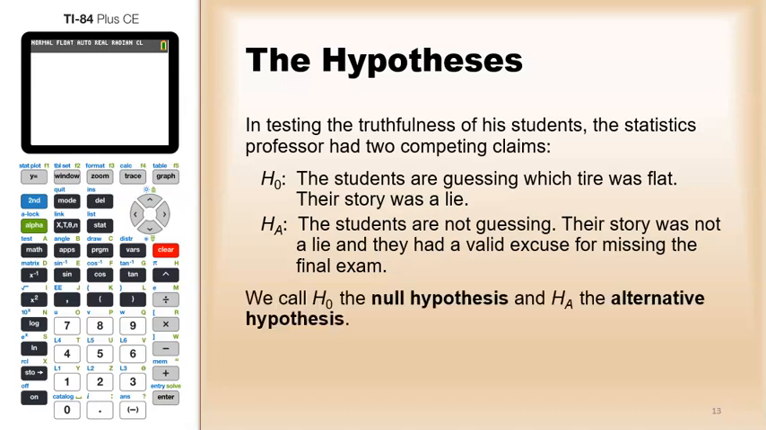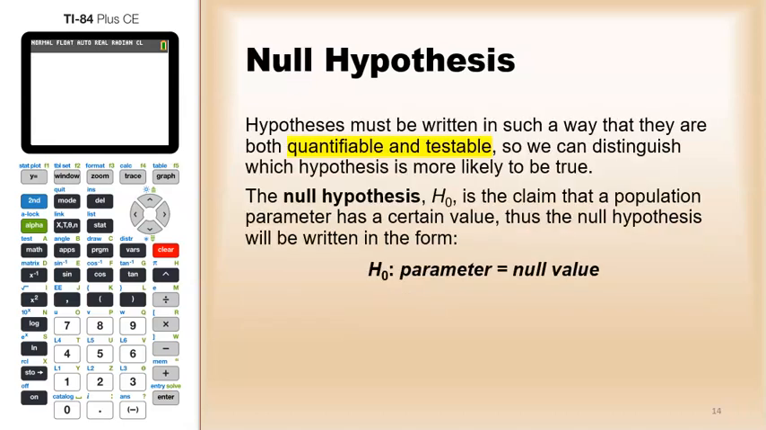So we call that first part, the H naught, the null hypothesis, and HA is called the alternative hypothesis. Hypotheses must be written in such a way that they are both quantifiable and testable. That way we can distinguish which hypothesis is more likely to be true. So in this case, we want them to be quantifiable, testable. That way we can tell whether it's more likely that students were lying or students were telling the truth.